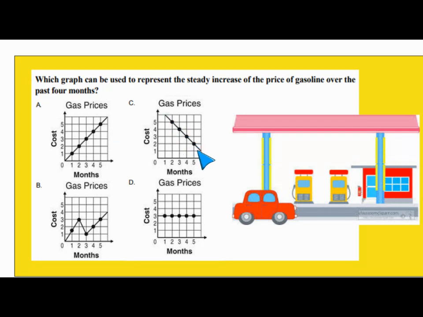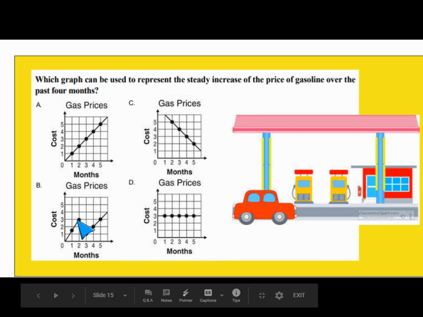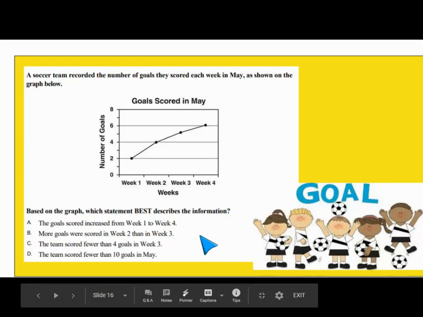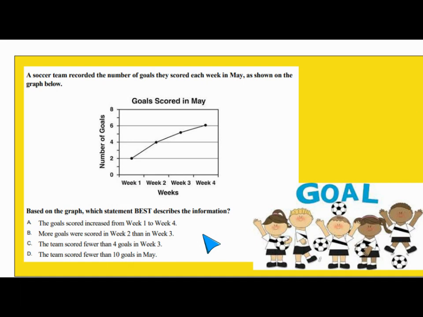Here it is a decrease, so that is a steady decrease. Here is an increase, but a fluctuation here, so that's not steady. Here it's constant. So steady increase of the price of gasoline over the past 4 months, right here it is. Your answer is A.